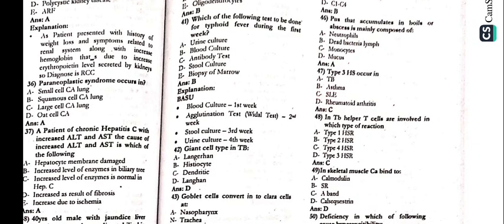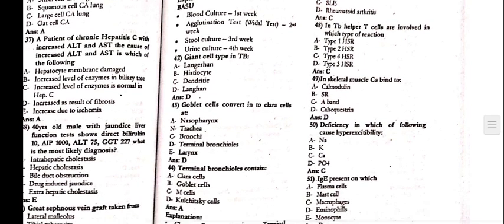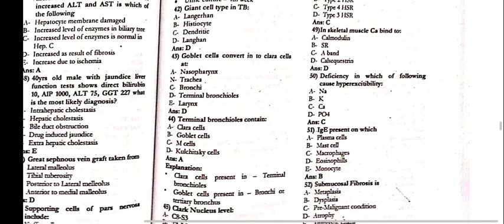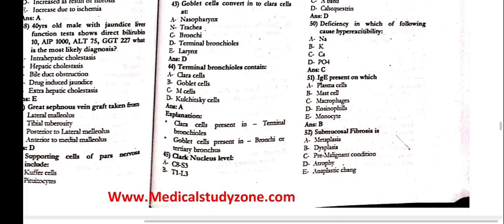47, type 3 hypersensitivity occurs in SLE. 48, in TB, helper T cells are involved in which type of reaction? That is type 4 hypersensitivity reaction. 49, in skeletal muscle, calcium binds to calsequestrin. 50, the deficiency of which of the following causes hyperexcitability? That is calcium.